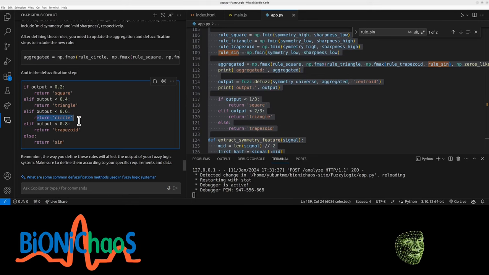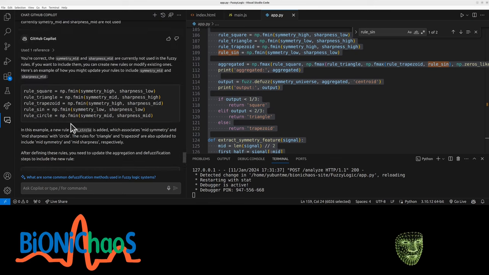Okay, why the circle? I don't have a circle. Where do you get a circle from? Currently not used fuzzy logic rules. Include them. You can create new rules. The new rule: circle, which is associated with mid symmetry and mid sharpness.